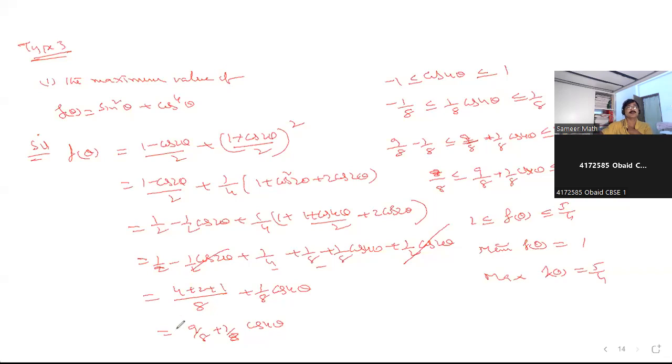Okay, now you see here, while calculating, I committed a mistake. 4 plus 2 plus 1 is 7. This is not 9, sorry guys, it will be 7. It is not 5, it is 7.